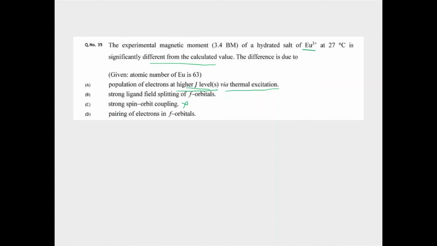And option D is pairing of electrons in f orbitals. Because of a high spin orbit coupling constant, electrons are paired in f orbitals, but the magnetic moment which we are observing is because of the low value of the spin orbit coupling constant. So this option is also not correct. So option A is the correct answer for question number 35. That is, the difference between the experimental and calculated magnetic moment value is because of the population of electrons at higher J levels via thermal excitation.